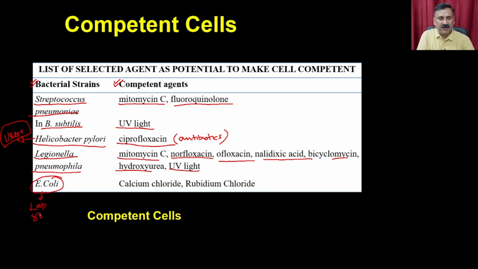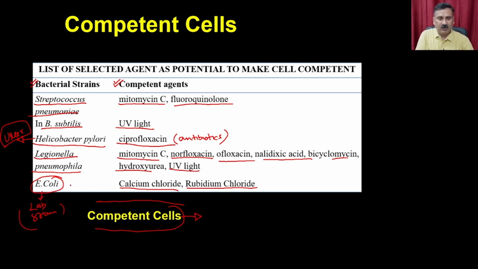So this is the lab strain, and it can be made competent by treating with chemicals like calcium chloride and rubidium chloride. That is how you make competent cells. So you're going to treat the cells with different agents, all of these agents. Just for the sake of how we can make competent cells, I am giving you an example of E. coli cells.